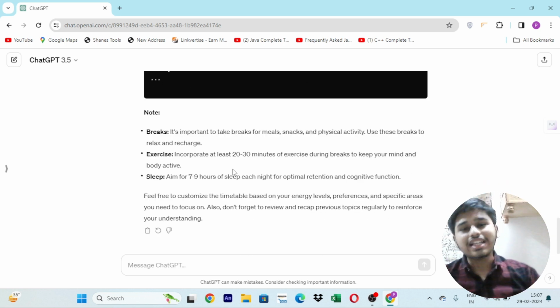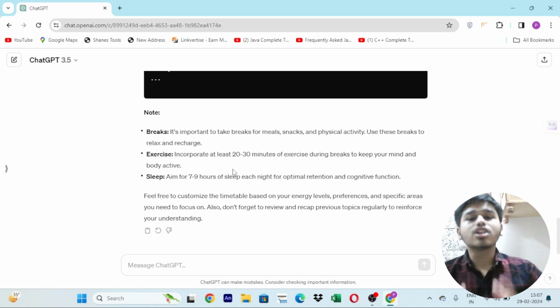Now the final thing which we will study in today's lecture is generating recall questions. What is this? Test your understanding and solidify your knowledge by using ChatGPT to create targeted questions, like generating recall questions on any topic. Now let's go to ChatGPT and generate recall questions.